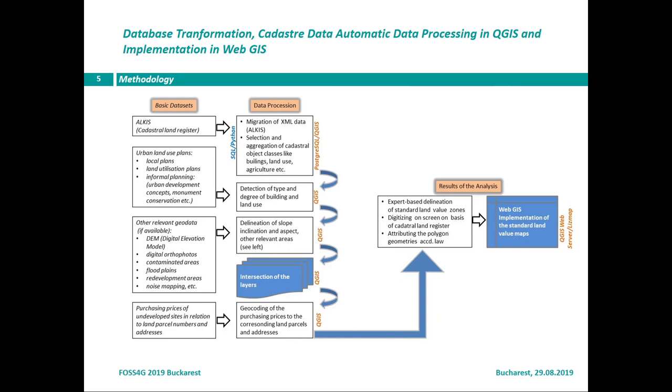The most important parameter to derive the land standard value is the purchasing price of the undeveloped sites in relation to the land parcel number and the addresses. So these are the data sets.